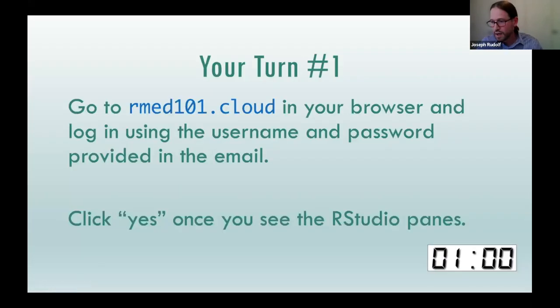Okay. Now we're going to get started and get logged into RStudio Cloud using the login credentials. You each received a username, which starts with RMed followed by 3 digits, and a password consisting of 6 digits, in the breakout sessions. So navigate your browser to rmed101.cloud and use the login information that we provided you, username and password, to get logged into the RStudio Cloud environment. We're using the reaction feedback, so click the yes, that green check mark, once you see the RStudio panes.